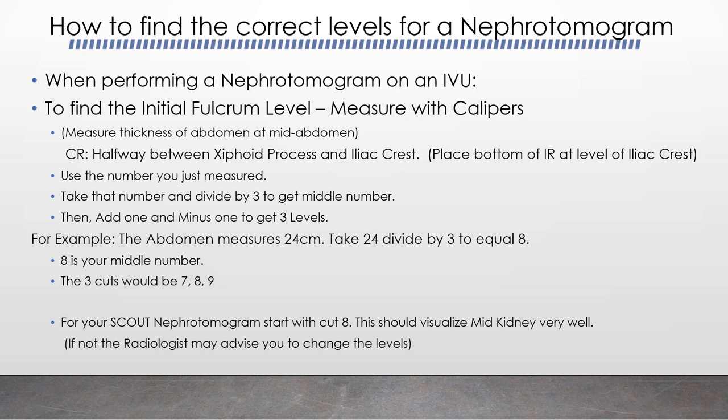So for example, the abdomen is measuring 24 centimeters. Take 24 and divide that by 3 to equal 8. So 8 is your middle number, and then you need a cut above and below. So the 3 cuts would be 7, 8, 9. For your scout nephrotomogram, you always use the middle cut, so you would start with 8. This should visualize the middle kidney very well. Then you would use 7 and 9 to see your upper pole and your lower pole of the kidney. The radiologist may advise you to change your levels once he looks at the scout.